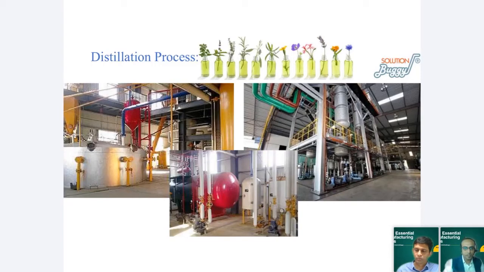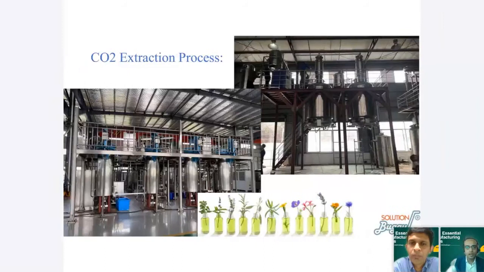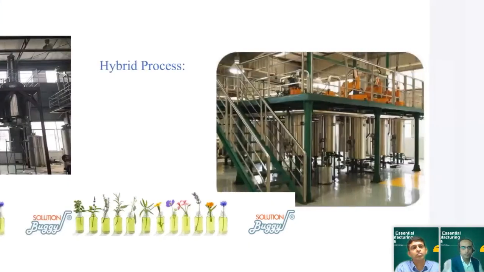So these are some pictures of a distillation process unit. Here there is a thermic boiler at the bottom, the reactors at the side, and the distillation assembly at the top right. Secondly, there is an extraction unit, a CO2 extraction unit. So four CO2 chambers are there, and compression chambers and a distillation assembly are there in both photos.